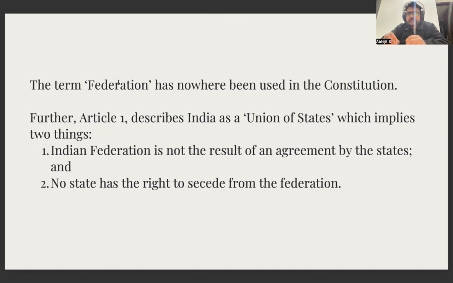The term federation has nowhere been used in the Indian Constitution. Further, Article 1 describes India as a union of states, which implies two things. One, that the Indian Federation was not a result of agreement among multiple states, as was the case in the United States. And second, no state has the right to secede from the federation.